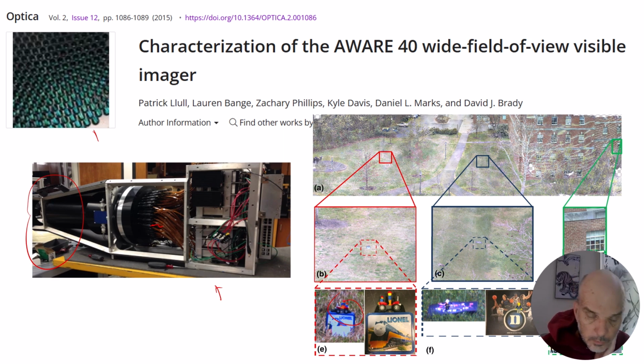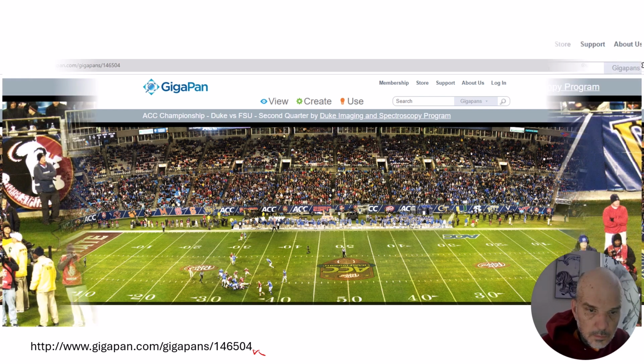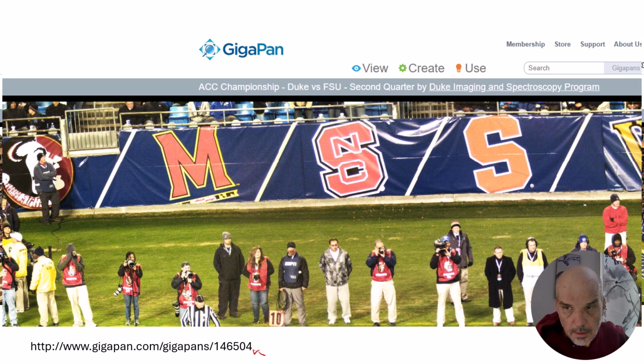You can interact with one of these images from the Aware systems yourself. If you go to this site on Gigapan, you can go and look at an image that was shot with one of the Aware cameras and zoom in and explore the image. This is, I think, just over a gigapixel image.